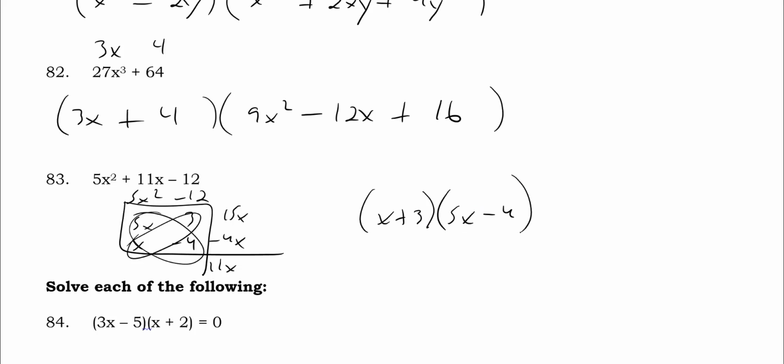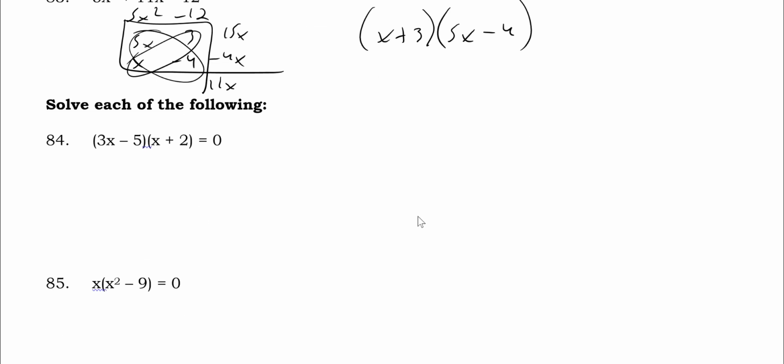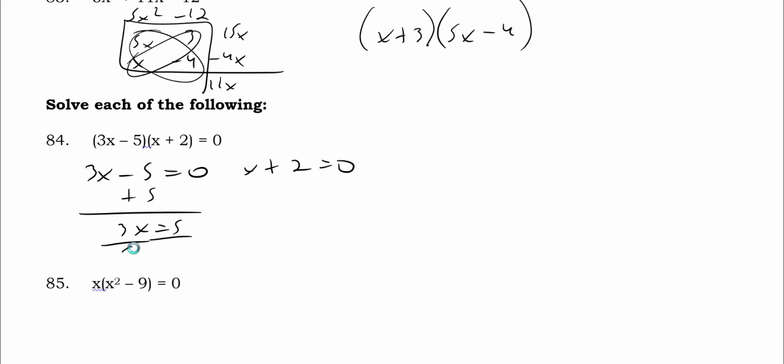Okay, that's it. Okay, solving, now you actually have to solve. This one's already factored for you, so it's kind of nice. 3x minus 5 equals 0. x plus 2 equals 0. So add 5 to both sides, so 3x equals 5, divide by 3. x is 5/3. So that's one answer, and then subtract 2 from both sides. x equals negative 2. So two answers.